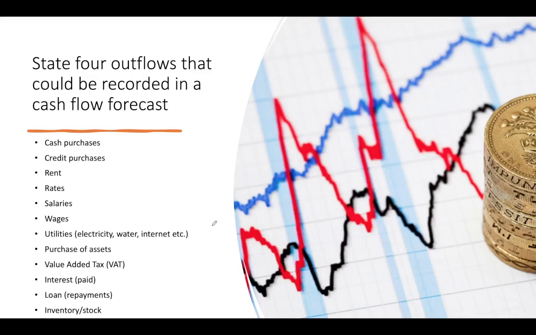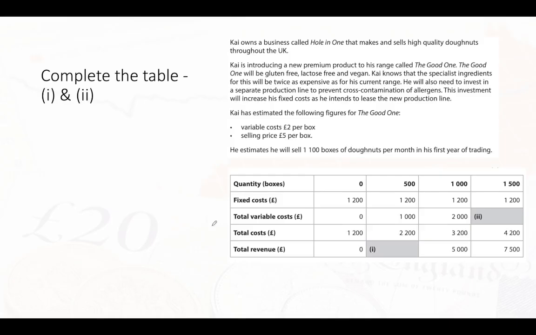Definitely reliability. Now, here's a question for you, which is a bit more to get you in the mood. This looks intimidating, but actually it's very, very easy. So we've got a little bit about the company. We've got our variable costs up here, selling price. Not that we probably need those, to be honest with you, because we've got the information in the table.